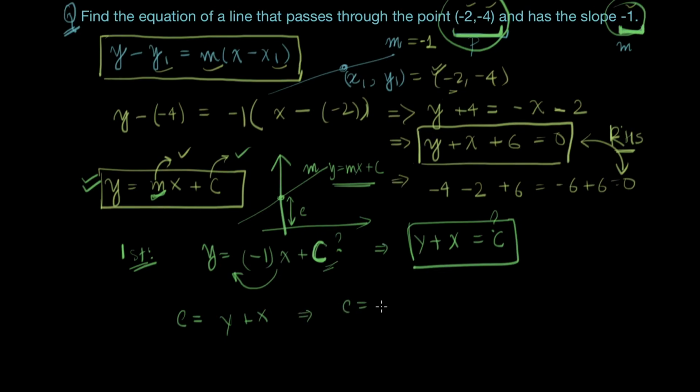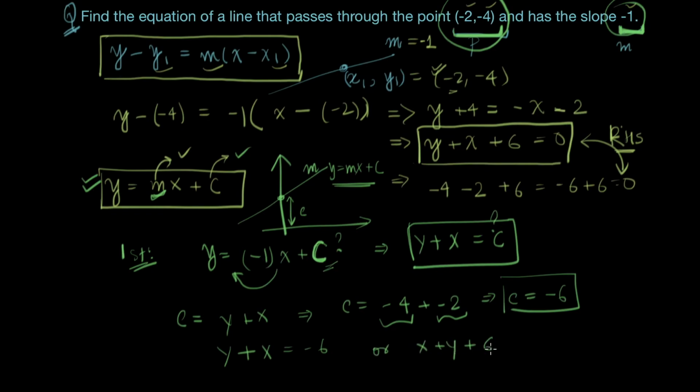For this particular point, we have y equal to -4 and x equal to -2. This gives us c equals -4 plus -2, which is -6. So we get the equation of the line as x plus y equals -6, or x plus y plus 6 equals 0, which is the same as what we got if we used the point-slope form of the equation, which was this. And so we get the same thing again.